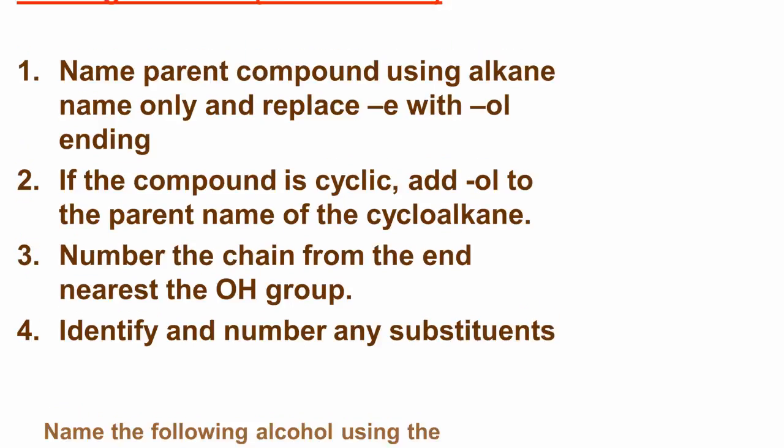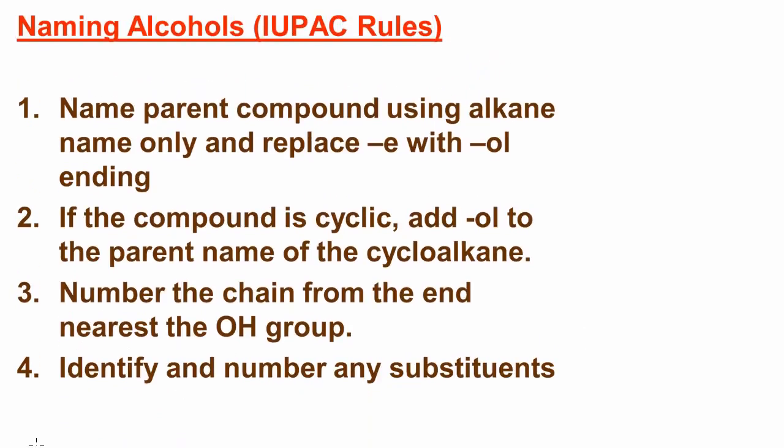Now, what we want to do first, as usual, when we start these chapters, we start with the nomenclature, properties, and then reactions. So to name alcohol, again, a lot of them are known by their common names, but I'm only going to hold you responsible for the IUPAC naming. So the first thing you do is find the longest continuous carbon chain that contains the hydroxyl group and name the parent chain using the alkane name only, and then replace the E in the alkane with OL. If the compound is cyclic, add OL to the parent name of the cycloalkane.